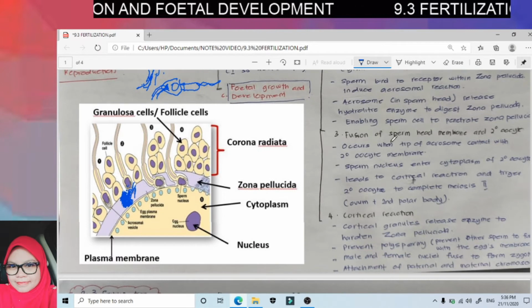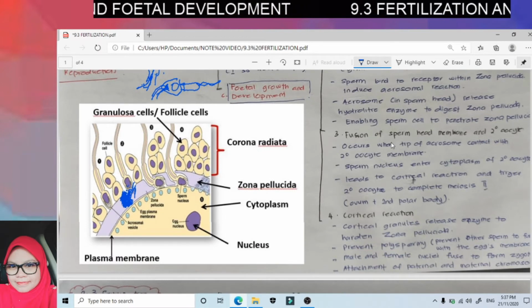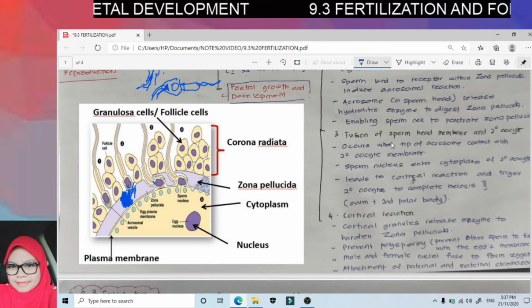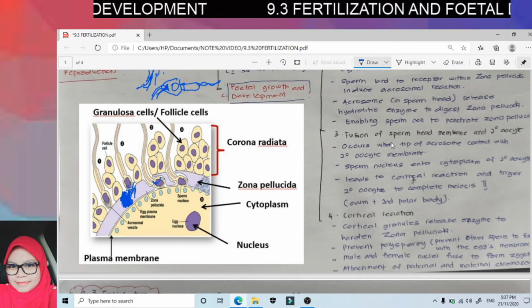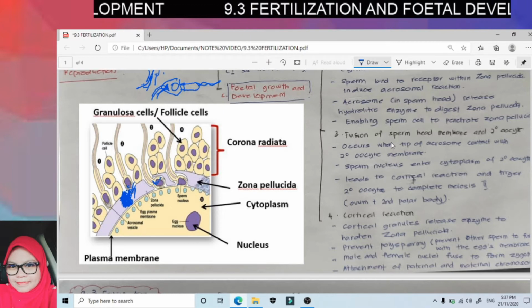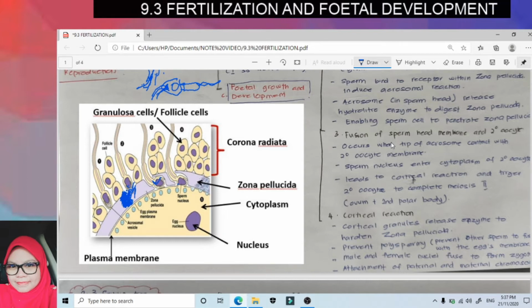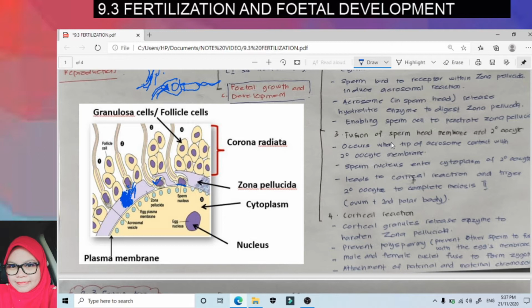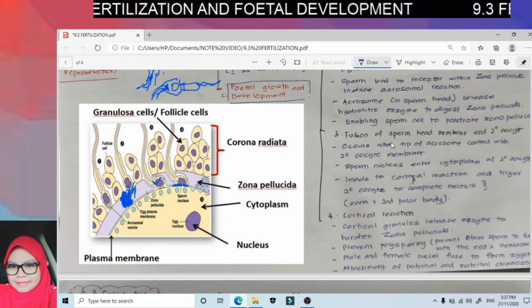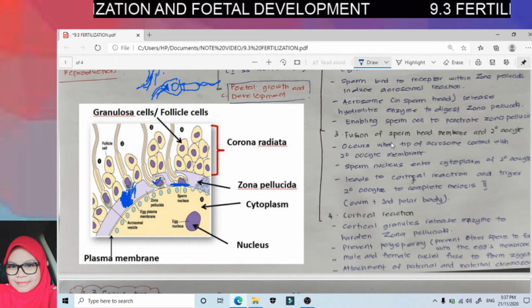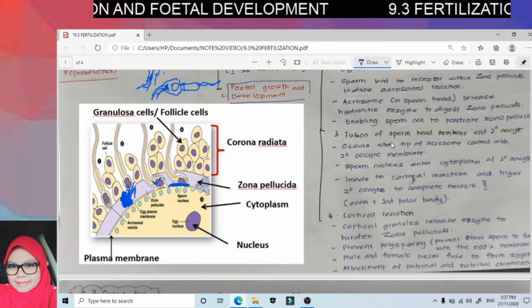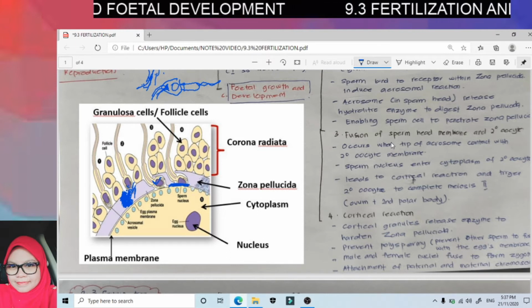The third stage is, now this has already happened. Let's see what happens next. Once the sperm penetrates the Zona Pellucida, it now touches the plasma membrane of the egg. Can you see? It has touched the egg plasma membrane.